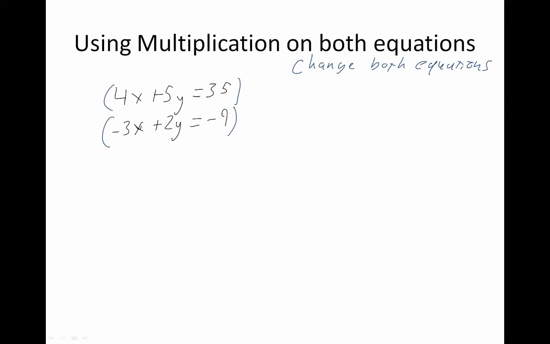What number can I make a 4 and a 3 become by multiplying? So we're basically looking for the lowest common multiple here. So what's a number that both 4 and 3 go into? In this case, it's 12. Let's make one of these 12 and one of these negative 12. So what number do I multiply 4 by to get 12? 3. And what number do I multiply negative 3 by to get negative 12? 4. So we're changing both of these equations now.